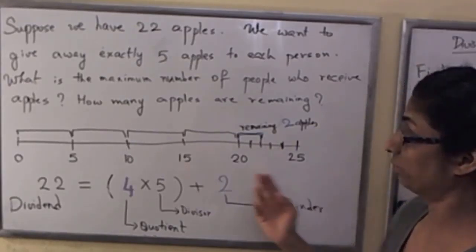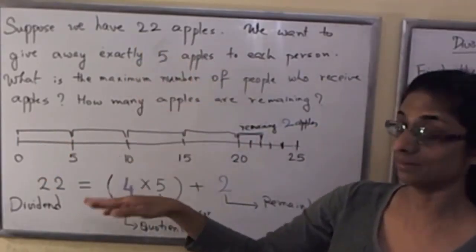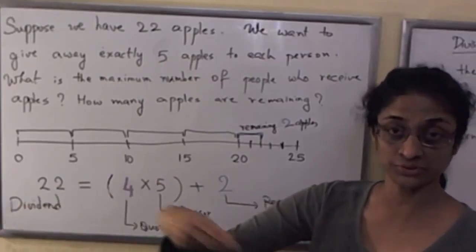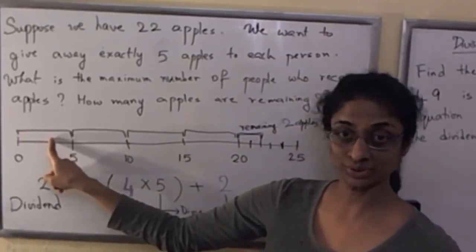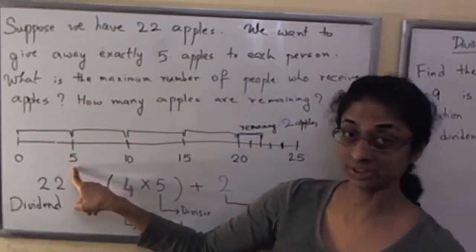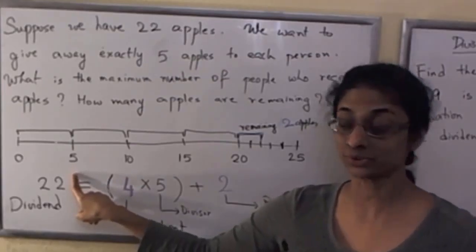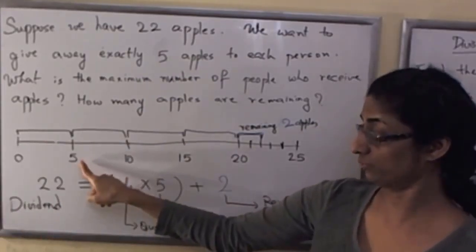So let's look at this problem on the number line. We have 22 apples. We'll be giving away 5 apples to each person. So let's start doing that. 5 apples, so that's one person who receives it. And since we have 22 apples and we've only given away 5, we still have more apples. So we continue measuring out 5 apples and so on.